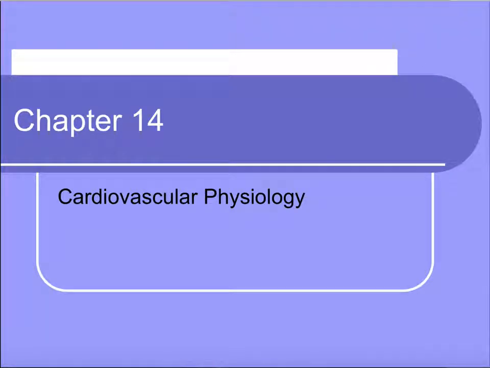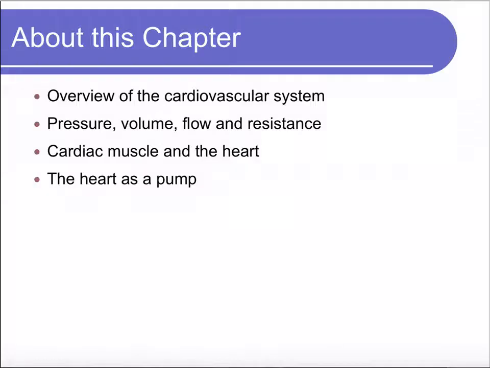Okay, Cardiovascular Physiology, Chapter 14. In this chapter, we're going to talk about the cardiovascular system and look at the importance of blood pressure and fluid volume on blood flow and resistance to blood flow. We'll look at the heart muscle itself, so our cardiac muscle and how it works, and then just take a look at the heart as it functions as a pump.